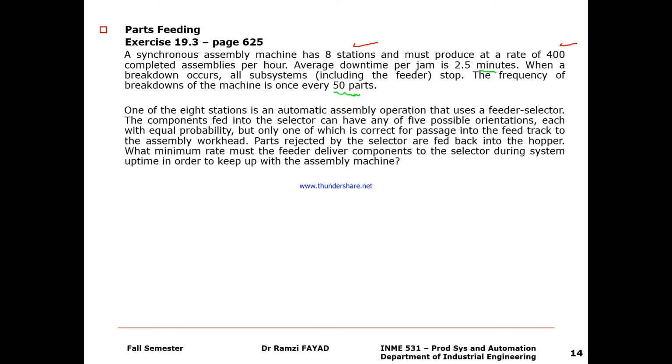So how does this jam affect the assembly head? And would you be able to cope with the assembly system, yes or no? One of the 80 stations is an automated system that uses a feed selector.